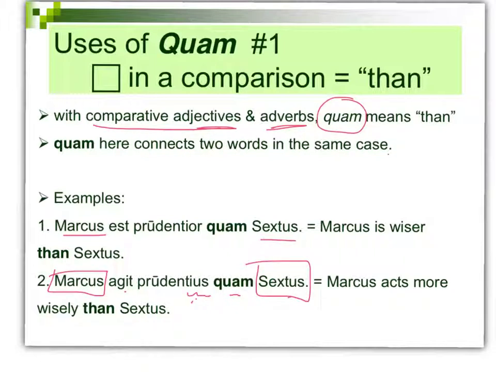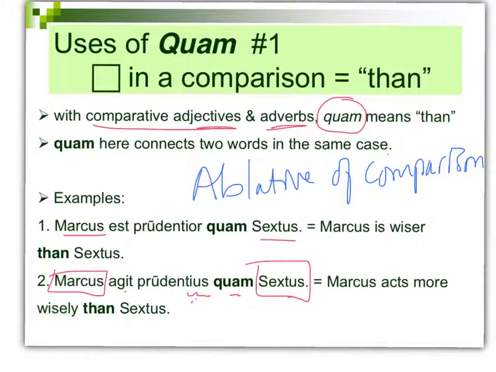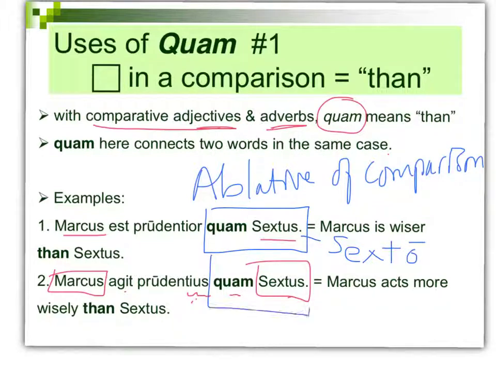Remember, there is a variation of using quam with something called the ablative of comparison. And in that situation, you don't use quam, and you put Sextus, the second person or thing, in comparison in the ablative case. So here, again, get rid of quam, change the ending on Sextus to sexto, and then supply the word than in your translation.